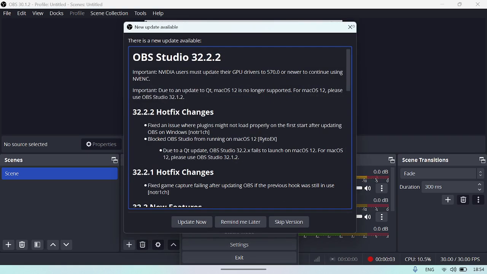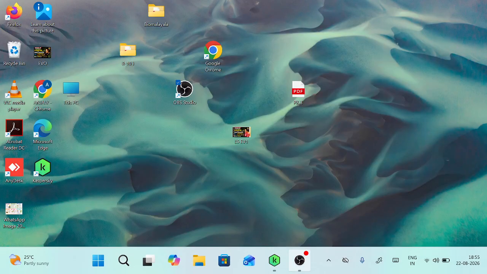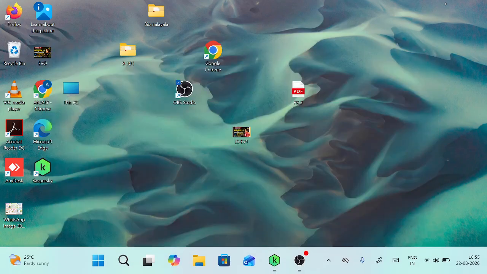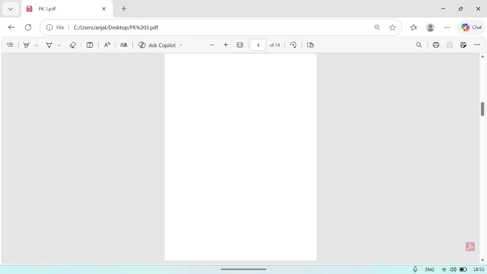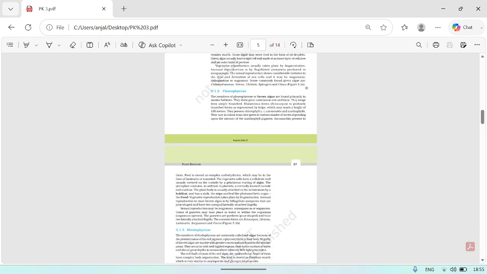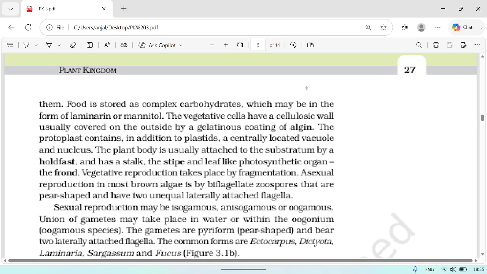Welcome to Biothought. Today we are discussing the 27th page of this NCERT chapter, The Plant Kingdom. In the previous class we were discussing the algae group, which is Class Phaeophyceae, and we will discuss the continuation part now.